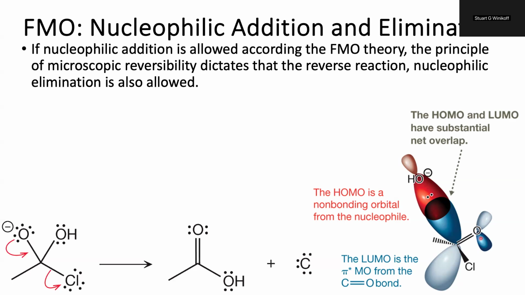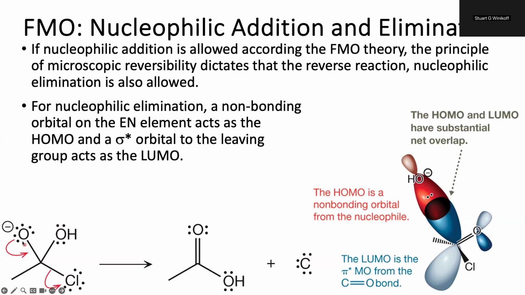Now, again, if the forward direction is allowed, so is the reverse reaction. So again, following that principle of microscopic reversibility, if I can go ahead and bring that chloride to break that double bond, it also means that I can push that chloride off by making a double bond. In this case, I switch who my HOMO and LUMO is. Now that highest occupied molecular orbital is going to be on the non-bonding orbital on the electronegative atom, and my LUMO is going to be that sigma anti-bonding orbital to essentially my leaving group.